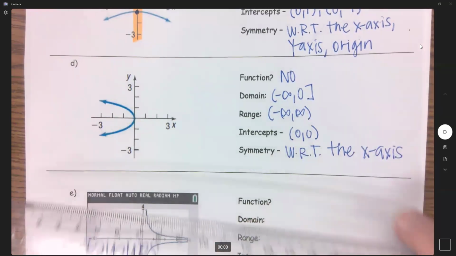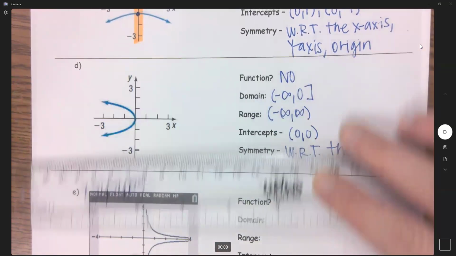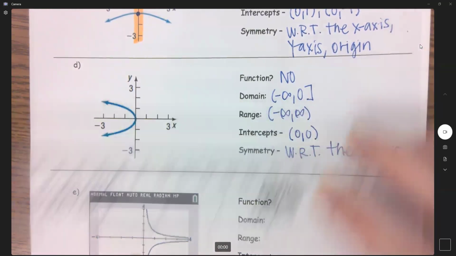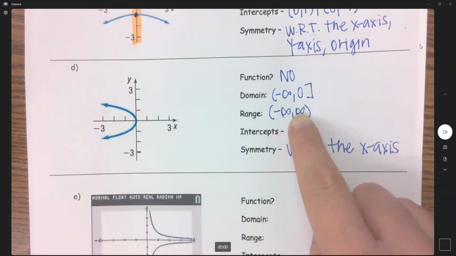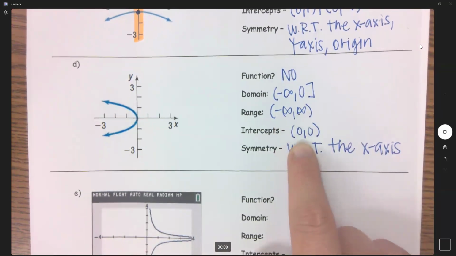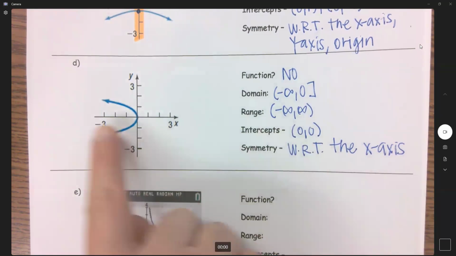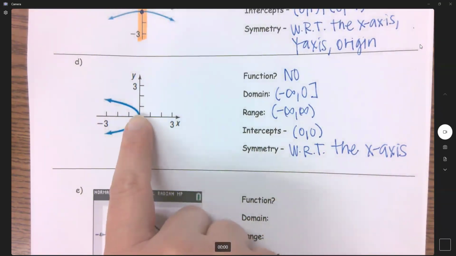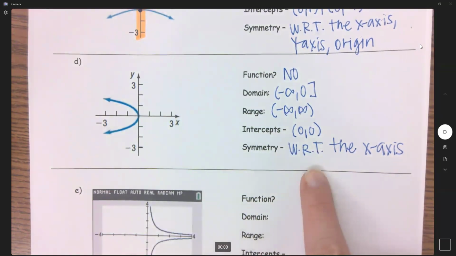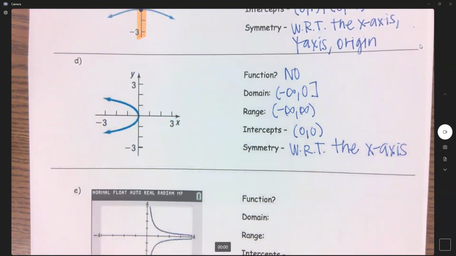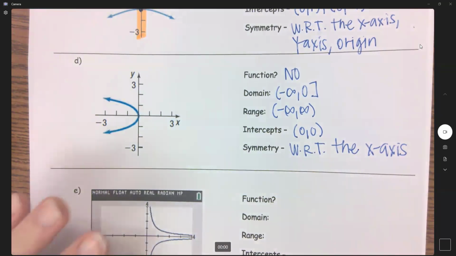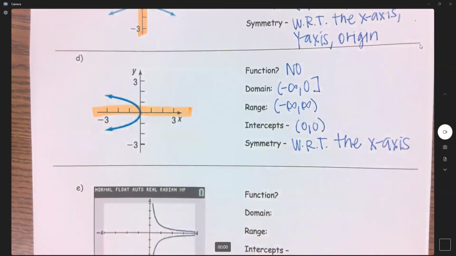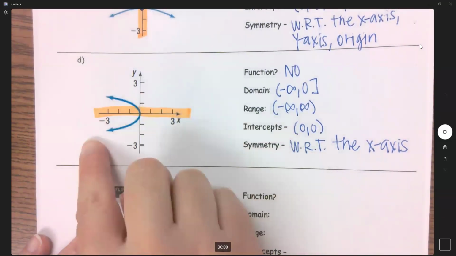My range, as I go from the bottom to the top, the first thing I encounter is an arrow. The last thing I encounter is an arrow. So negative and positive infinity. My intercept is only at (0, 0). It doesn't cross anywhere else on the x or anywhere else on the y, just right here at the origin. And then lastly, we have symmetry with respect to the x-axis, because on that x-axis, the top of it mirrors the bottom.